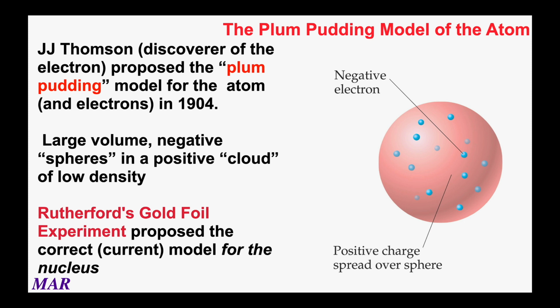In the plum pudding model, you had large volume and negative spheres in an overall positive cloud, and the density was relatively low. But then we saw earlier how Rutherford's gold foil experiment kind of blew this out of the water. In Rutherford's model, which is the current and hopefully correct model, there was a very, very, very dense nucleus in the center of the atom, which was positive. And the electrons, which went around the outside, were very low density, not a lot of mass per unit volume. So most of the atom was actually empty. Only in the center of the atom, in the nucleus, did you have really an appreciable mass.